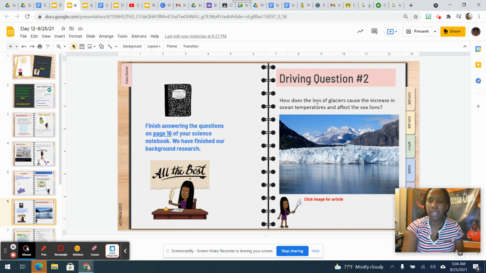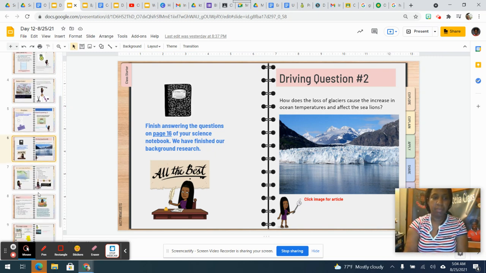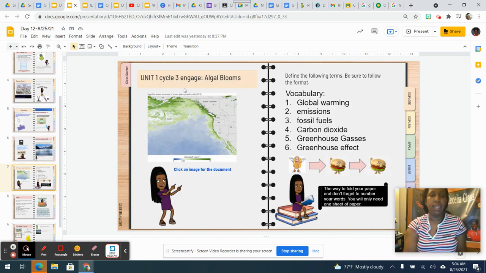So driving question number 2 is how does the loss of glaciers cause the increase in ocean temperatures and affect the sea lions? So again, we start talking about the carbon cycle, what that's doing to Earth. And now what we're going to be looking at is, so we know that we have carbon that gets into the ocean through ocean uptake. So now that this ocean is having an excessive amount of carbon and is warming up, what is that actually doing to everything? All right, so you're going to click on this and that's going to open up an article for you all to read. Okay, so then after that we have this little engage that you'll go through and do on your own. Don't need me for that one.